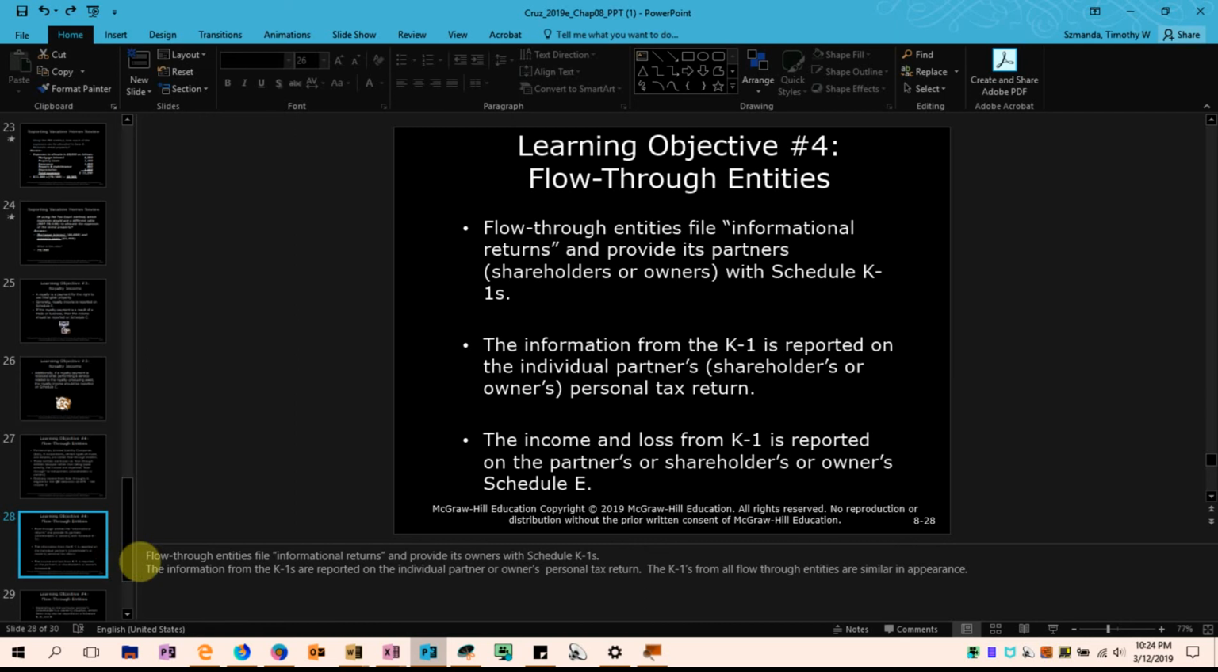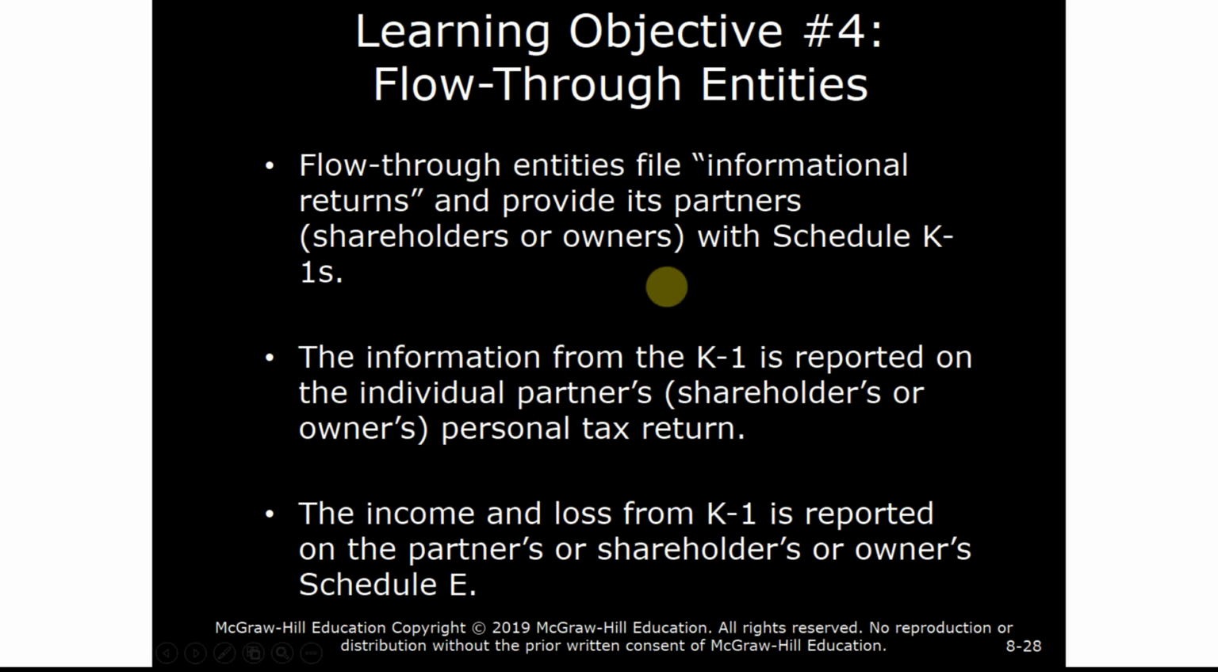So as I said, just to review a little bit, the flow-through entities do have to file informational returns. For example, a partnership would file Form 1065, and then it would send K1s down to the owners, just to let them know: this is your share of the operating income, this is your share of any Section 179 expenses, this is your share of any capital gains and losses, this is your share of any contributions that the partnership or S corp made. And as I said, any income or loss is reported from K1 onto Schedule E of the owner's tax return.